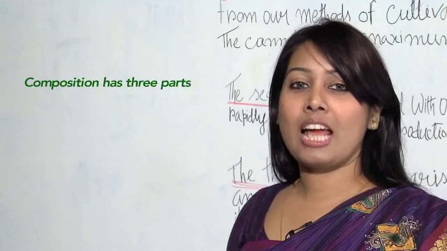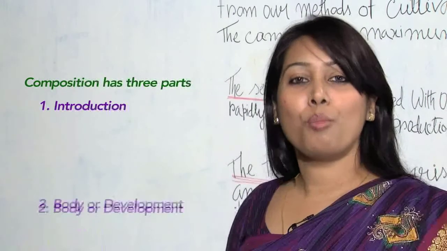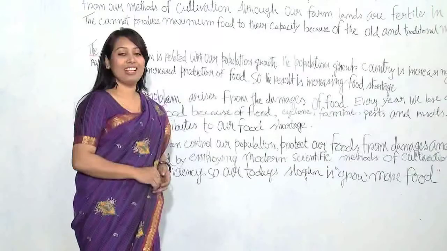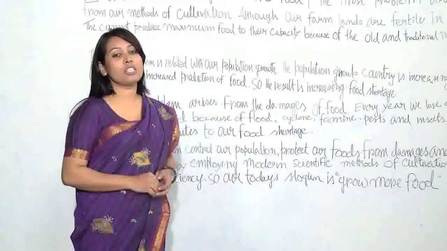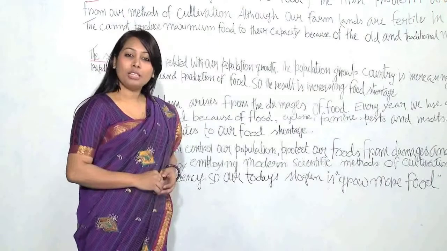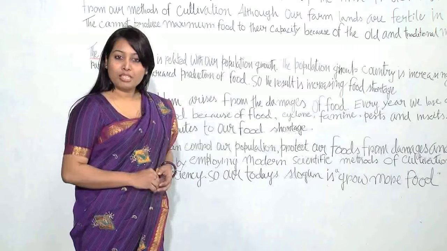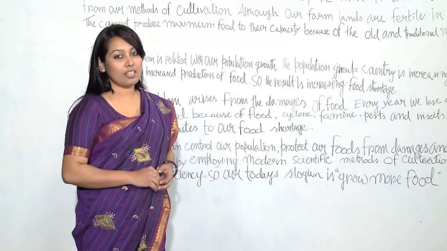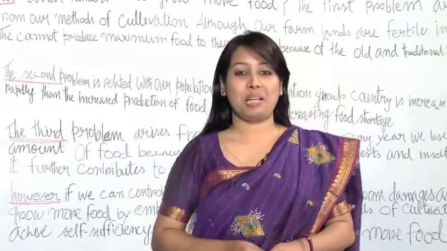Generally, a composition has three parts. Number 1, introduction. Number 2, body or development, and number 3, conclusion. The introduction and conclusion of a composition give an overall idea about the theme. On the other hand, in the development part, the paragraphs present the theme logically with the help of details, illustrations and reasons. I hope you will understand everything.